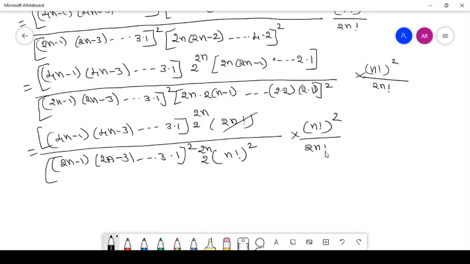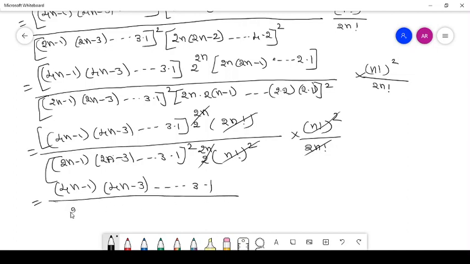Here 2n factorial will be cancelled, n factorial square will be cancelled, and 2 power 2n will be cancelled. So the remaining value is 4n minus 1 into 4n minus 3 up to 3 into 1 by 2n minus 1, 2n minus 3 up to 3 into 1 whole square. This is our result. Okay. Thank you.